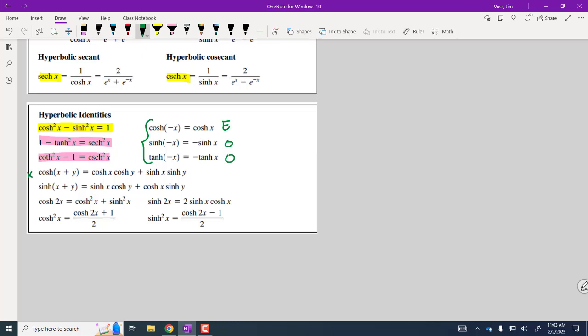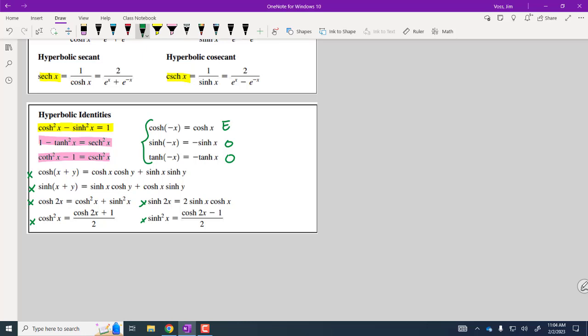Sum and difference identities, we're not going to look at those, but they parallel the sum and difference identities for trig functions. The double angles, we're not going to look at those, but they parallel the double angles for the trig functions. And then these are power reduction. So I'm not going to ask you to memorize any of these things here. On a homework, you might see something where you have to come and look at this and say, oh, to integrate cosh squared, I need to do this. Or to integrate sinh squared, I need to do this. But for the exam, you do not have to memorize any of those identities.